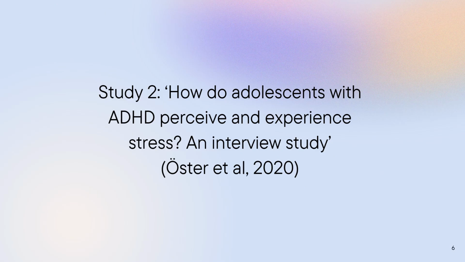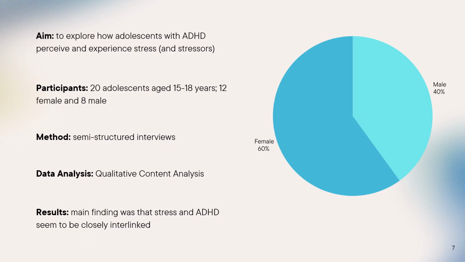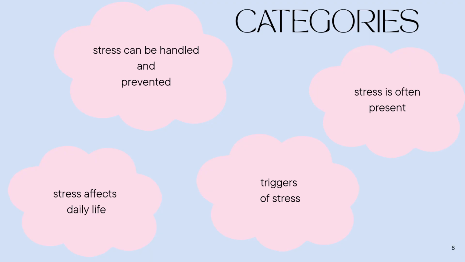This is the second study that I'll be looking at. This study aimed to explore how adolescents with ADHD perceive and experience stress. The participants were aged 15 to 18, and like the first study, it used semi-structured interviews, but it analysed the data using qualitative content analysis. And the core finding was that stress is deeply intertwined with ADHD. And again, here are some of the core categories that the researchers identified.